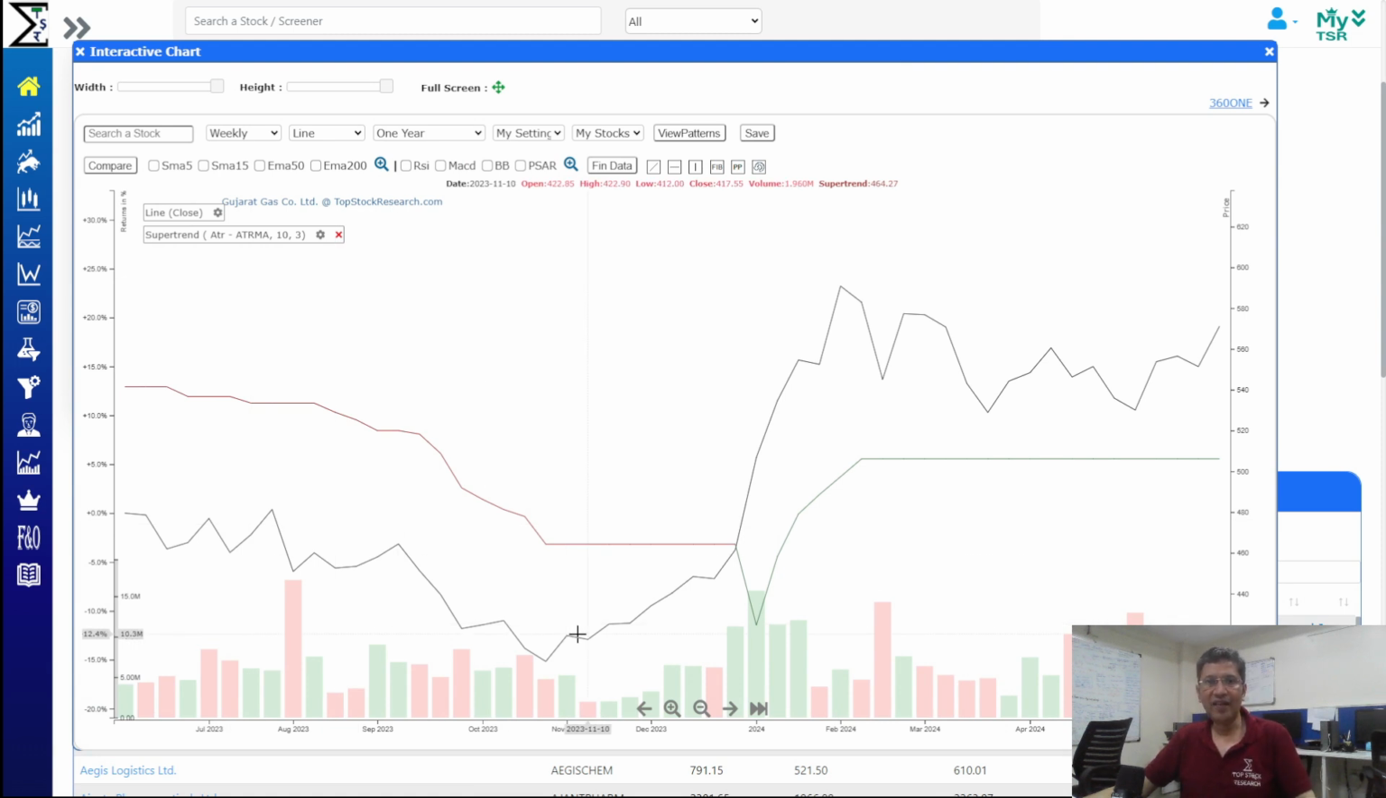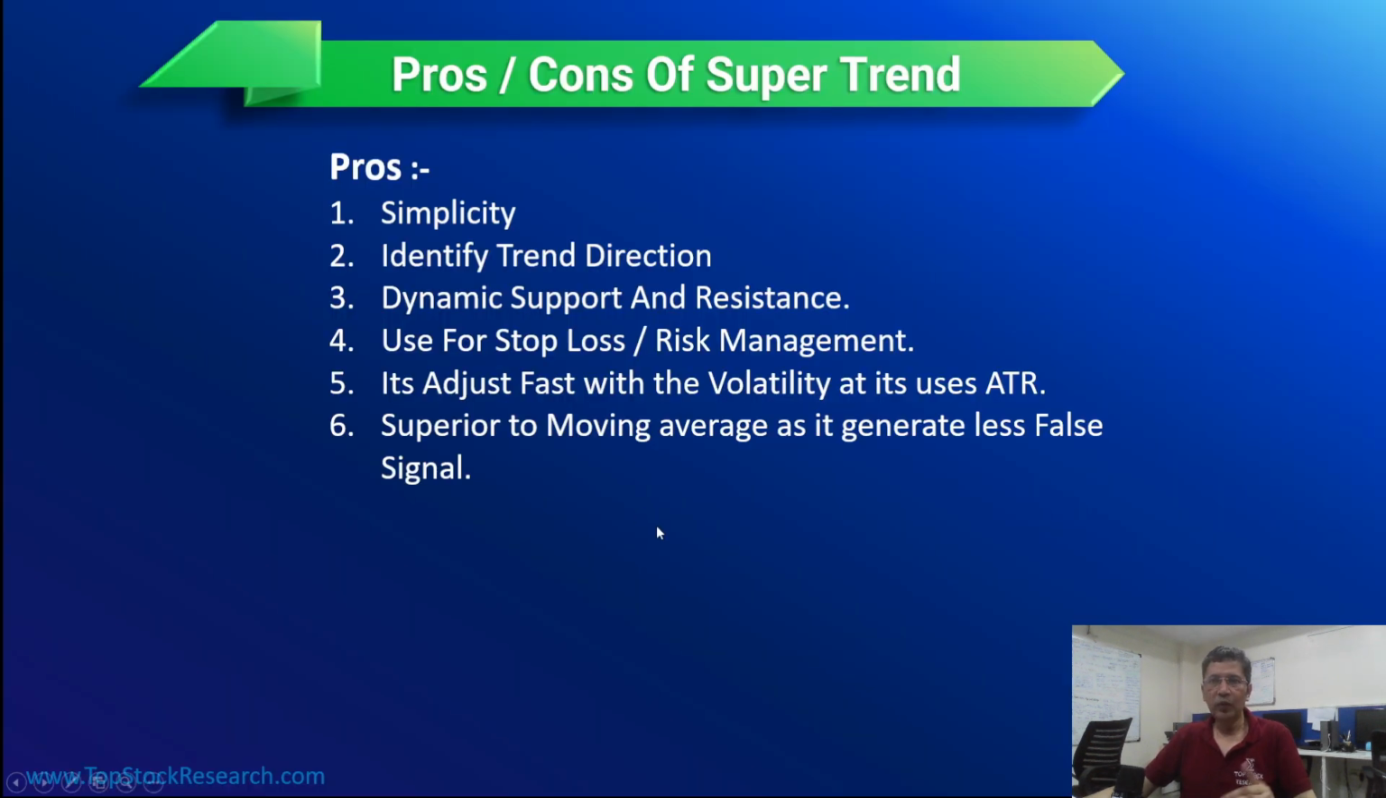Generally, in case of a moving average, in case of a choppy market, it gives a lot of false signals. Relative to that, super trend will give fewer false signals, right? So if you are used to moving average, you may want to consider super trend also.